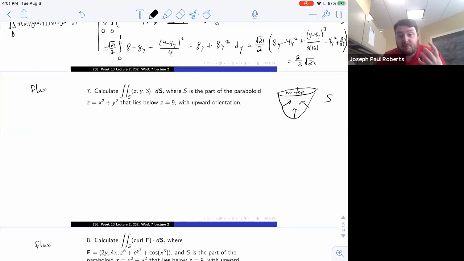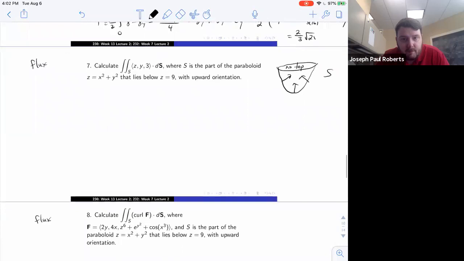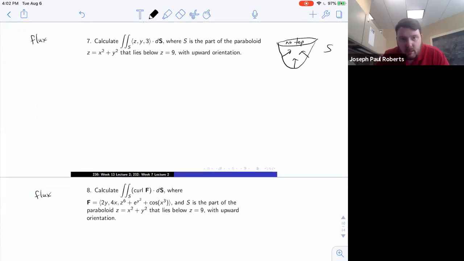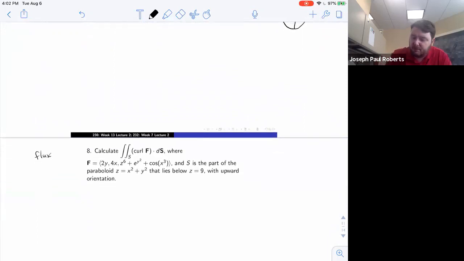It says it's the part of the paraboloid. It doesn't say anything about a disk on top, or that it's part of the plane z equals 9. No, S is not the part of the plane z equals 9. S is the part of the paraboloid that the plane z equals 9 cuts off. So there's no top for number 7. And same thing here, number 8, it's the part of the paraboloid below the plane with upward orientation. So 8 involves the exact same surface.